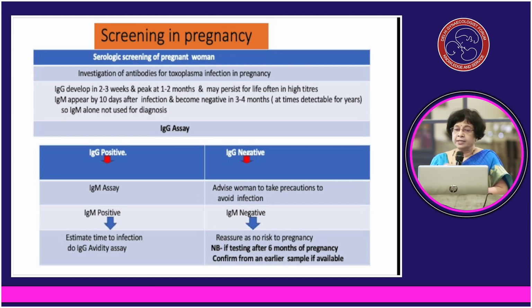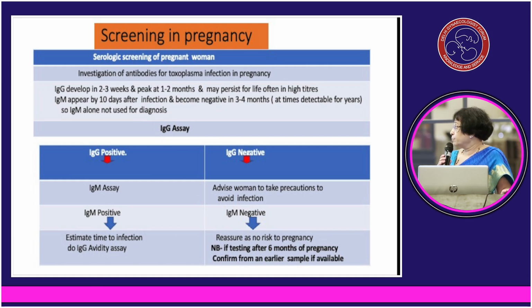The screening in pregnancy is the same as has been described by Dr. Renu: investigation of antibodies to toxoplasma. IgG develops around 2 to 3 weeks, peaks at 1 to 2 months, and may persist for life, often in high titers. IgM appears by 10 days after infection, becomes negative in 3 to 4 months, and at times is detectable for years. So IgM alone is not used for diagnosis. So we do an IgG assay.